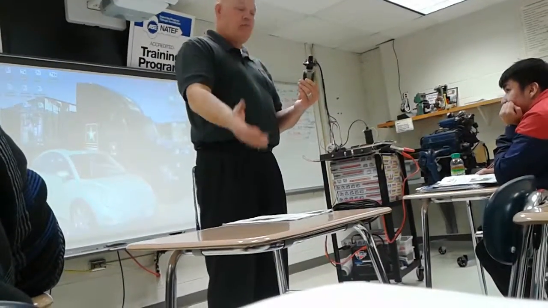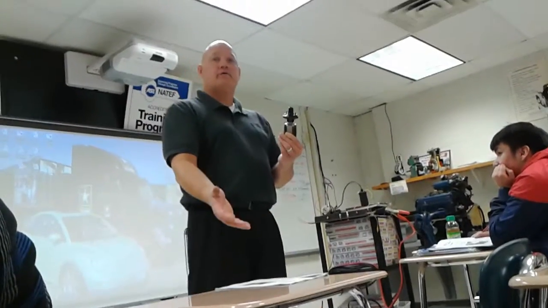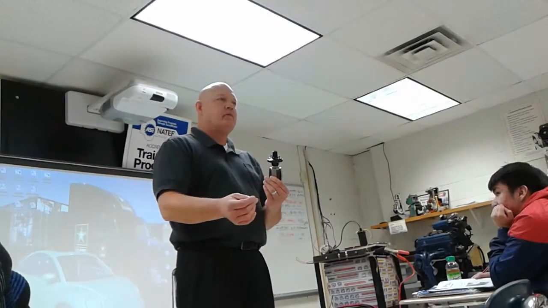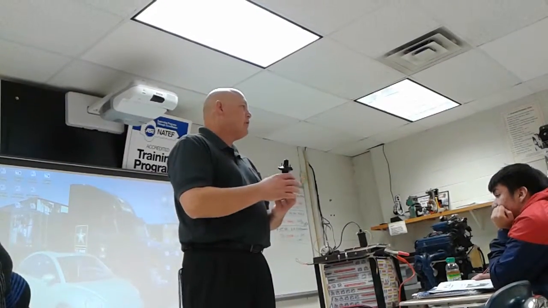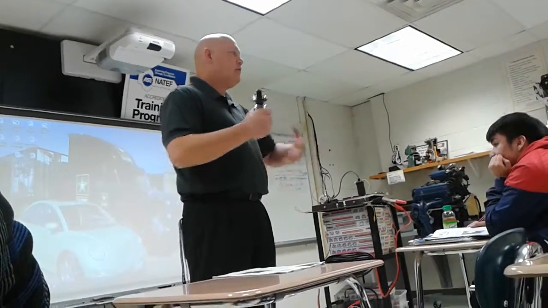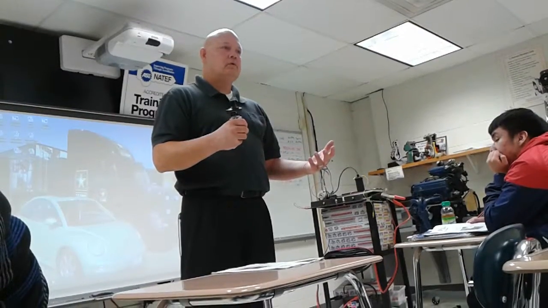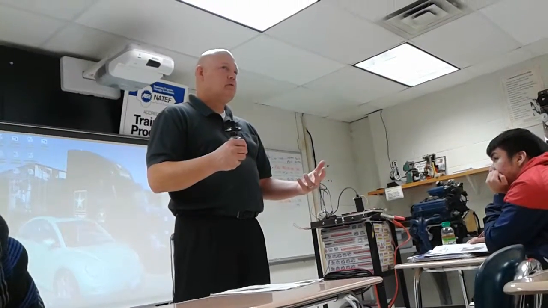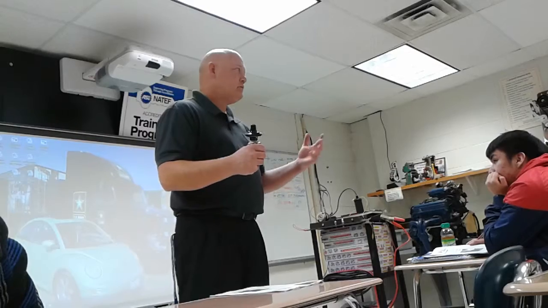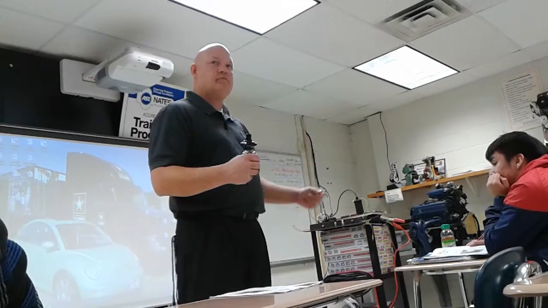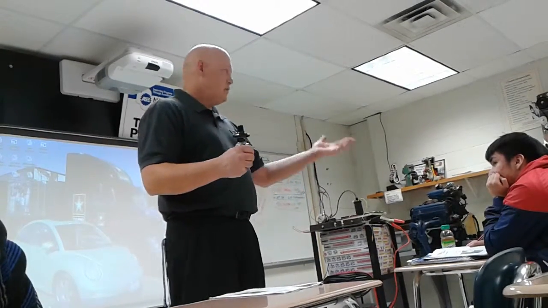Okay, so we got to go back, and they went back to talking about electricity. What is electricity? The movement of electrons, right? Okay, and when we have electricity flowing through a wire, what is developing around that wire? A magnet. A magnetic field is built around a wire when electricity is flowing through it.